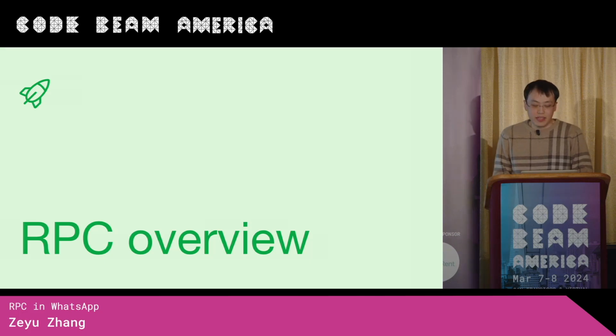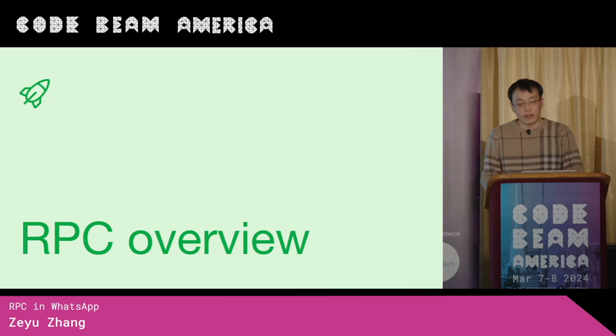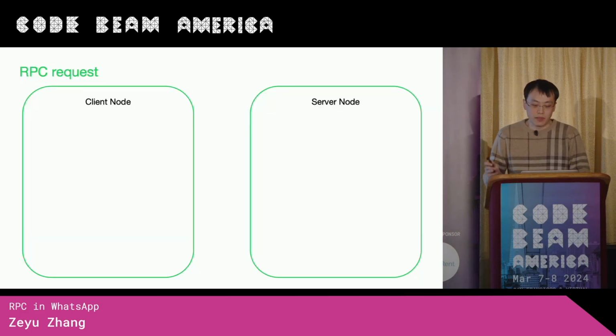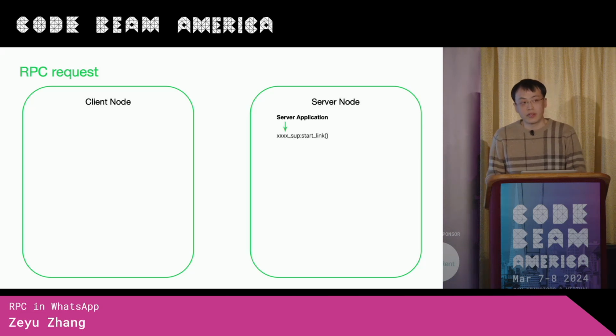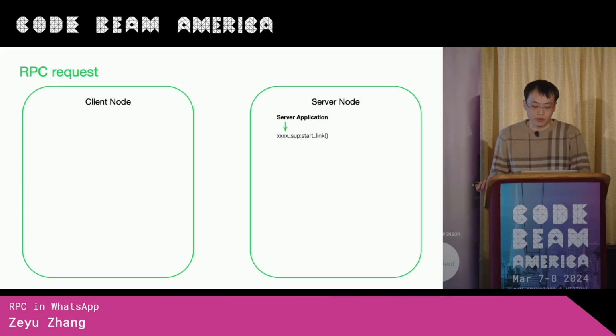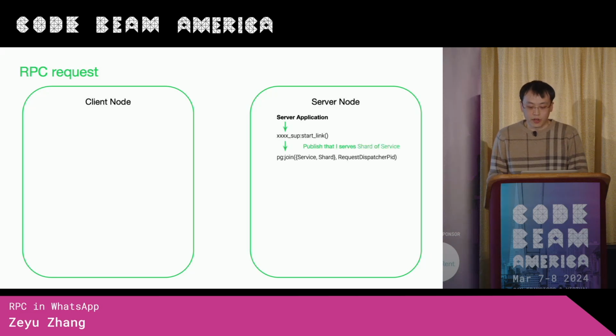OK, so with the cluster connections being set up, we can finally share our RPC workflow. This is probably the most important slide in the talk, but it's quite straightforward. RPC definitely needs a server and a client. On the server node, we start the server application and the supervision during node boot. And as mentioned above, PG is the service discovery mechanism that we use in the entire cluster. So we call PG join to publish something like, I'm serving shard 16 of service X.